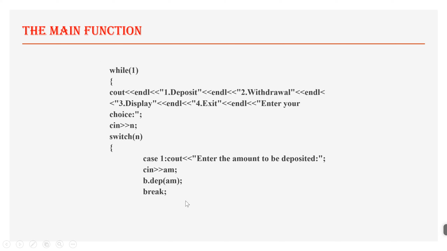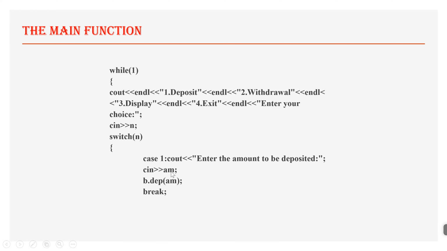Now what is my work? I'm going to have an endless loop here, while 1. It's an endless loop wherein I come out only if I press 4, using a switch case statement. So I will enter my choice. If my choice is 1, what is the first choice? Deposit. So what should I do? Enter the amount to be deposited.